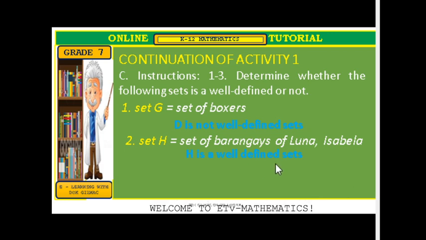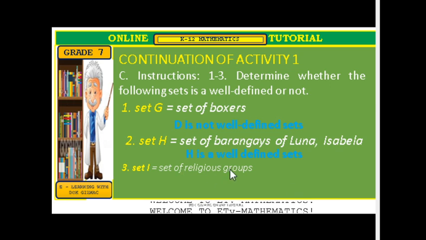Set H is a well-defined set. So it is clearly stated that you have to look for the elements in this given set, barangays of Luna, Isabela. So it's a well-defined set. And set I, set of religious groups. So again, it is clearly stated that you are to look for the religious groups. Okay? So this is a well-defined set. Okay? So there must be a correction here. So this must be set G.